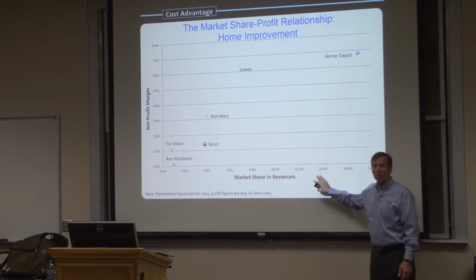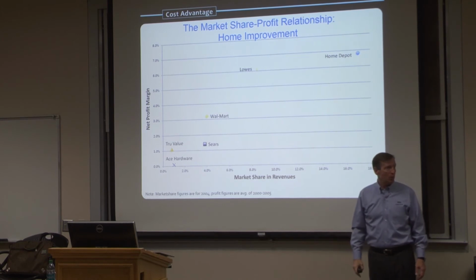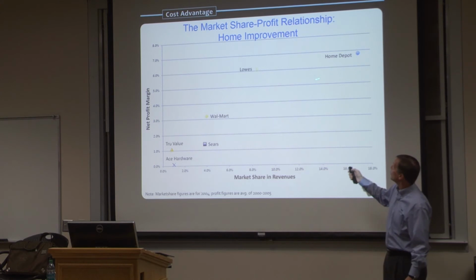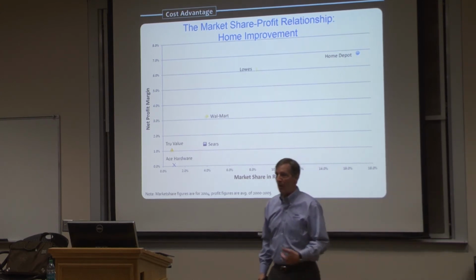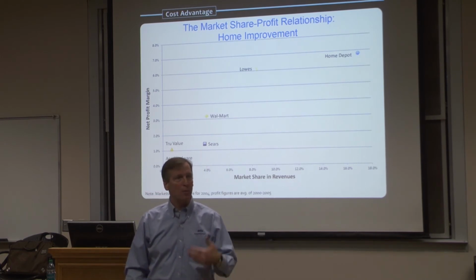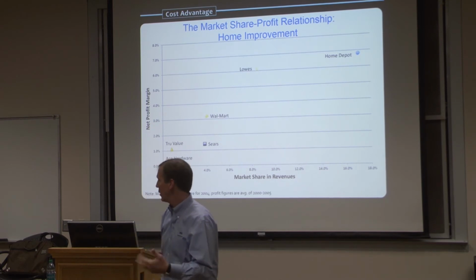And clearly what you see here suggests that if you're going to succeed in home improvement, you're better off if you're Home Depot or you're Lowe's, that you're a big player. Although you see that Home Depot is quite a bit bigger at the time, but not a lot more profitable. But at least if you do this kind of chart, it gives you a sense of whether or not being big really makes a difference to success in a particular industry.